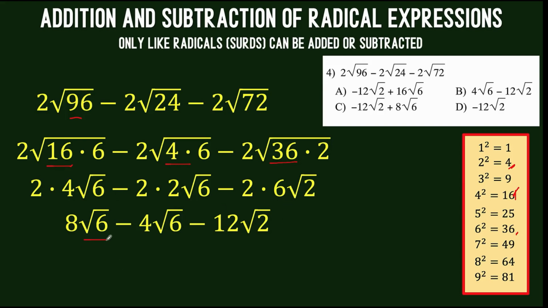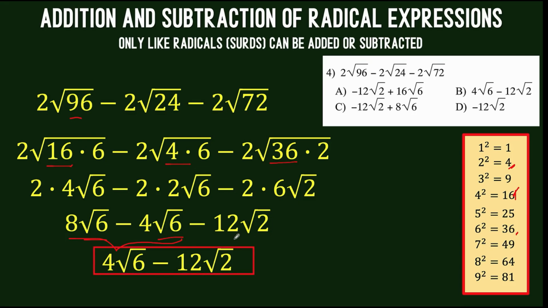Notice that square root of 6 and square root of 6 are like radicals. This square root of 2 is different. So we can only subtract this part here. 8 minus 4 is 4. So you have 4 square root of 6, and copy minus 12 square root of 2. These are different radicals, so this is now our final answer. And that is letter B.